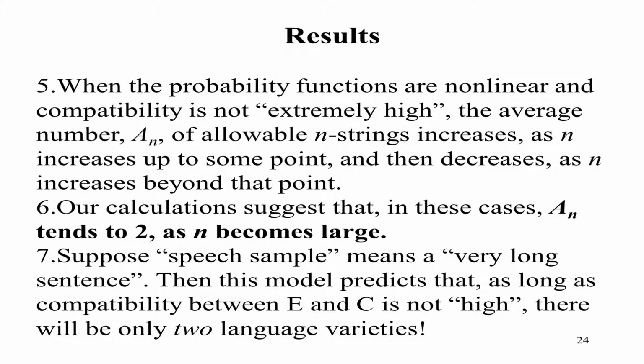And here again, you get excited because you say, well, this is a nice result. It must have some meaning in reality. What could be a meaning? Well, suppose what I mean by a speech sample being allowable is that it's a very long sentence. And if you would allow me to make that stretch, then I would say this model predicts that as long as the compatibility of English and Creole is not so high, you can only get 2 language varieties.